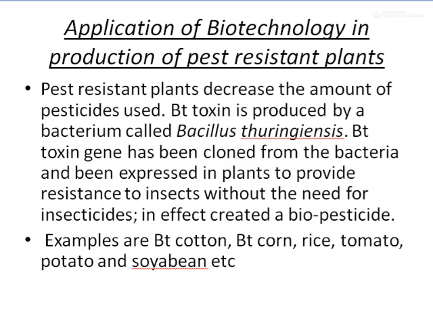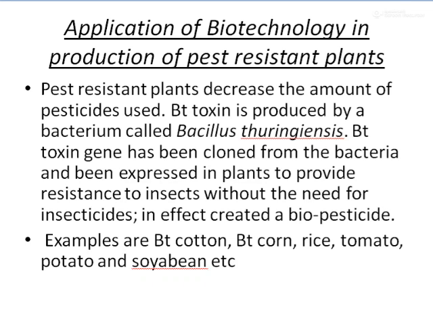Okay, let's go on with the application of biotechnology in the production of pest-resistant plants. As we all know, plants are infected by various kinds of insects or eaten up by various kinds of insects. To overcome this, we use pest-resistant plants, and pest-resistant plants are derived from a bacterium known as Bacillus thuringiensis, because it produces a toxin known as Bt toxin.